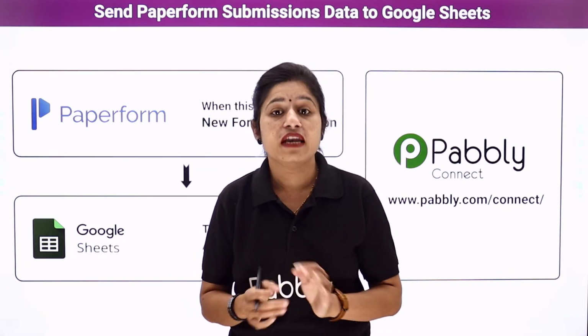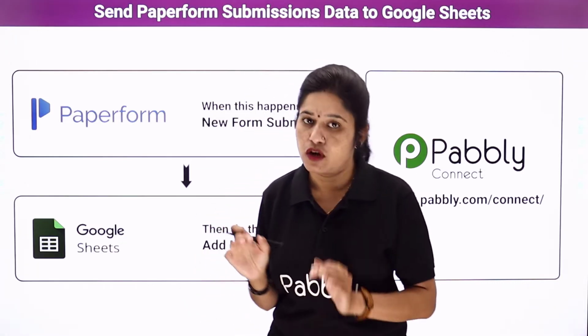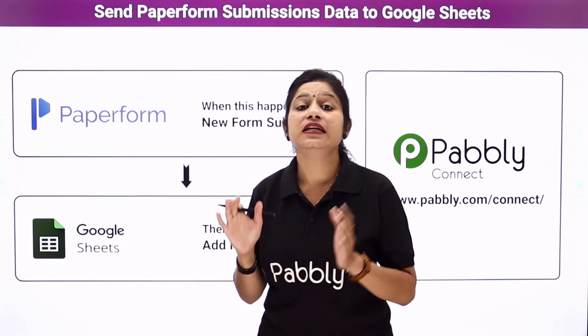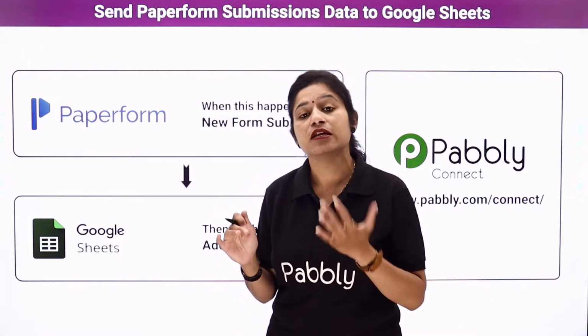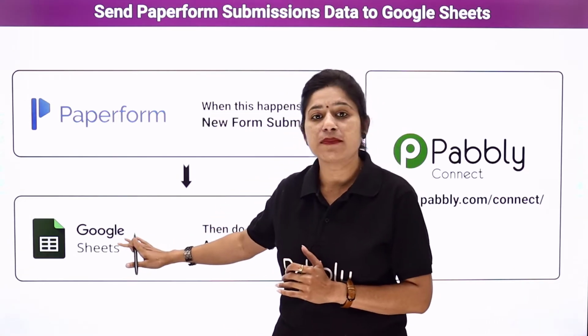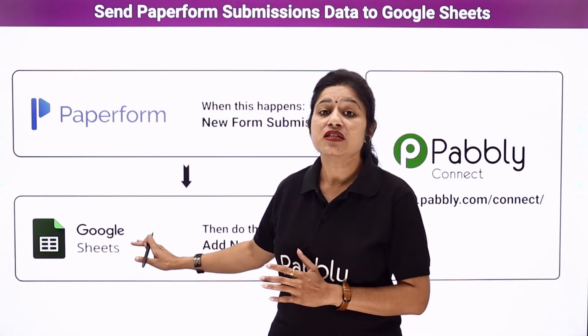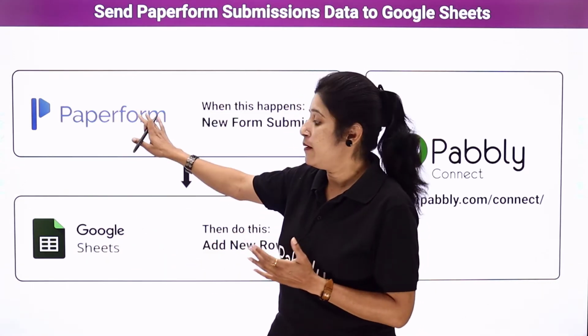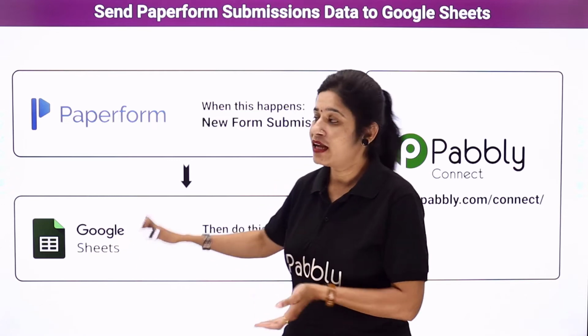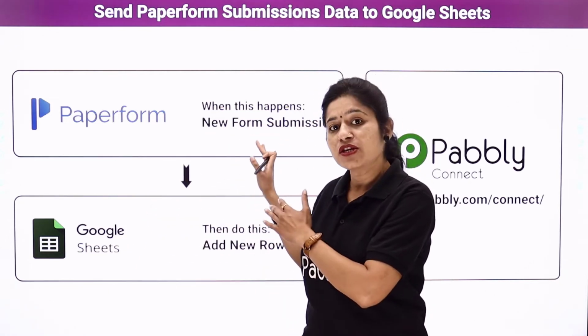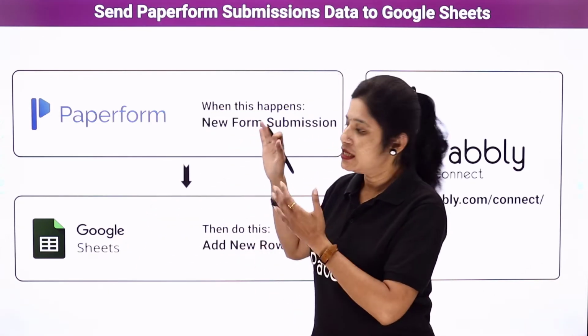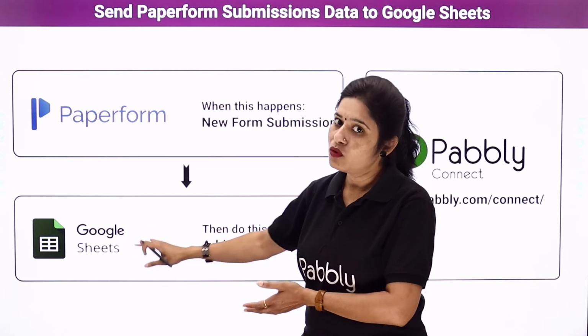Now you want that whenever any of the customers fills that particular form, automatically the details of the customer should be added as a new record into your spreadsheet program, that is Google Sheets. For this, we need to create a connection between Paperform and Google Sheets so that whenever the form is filled and the submission is received, automatically the details are added as a new record to your Google Sheets.